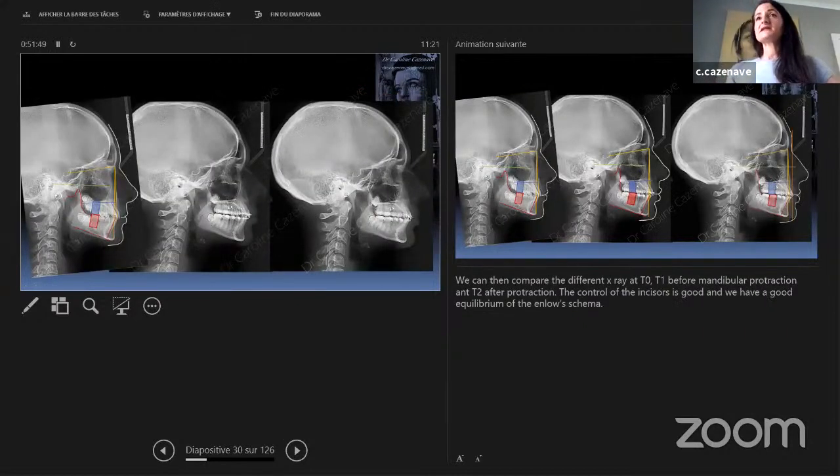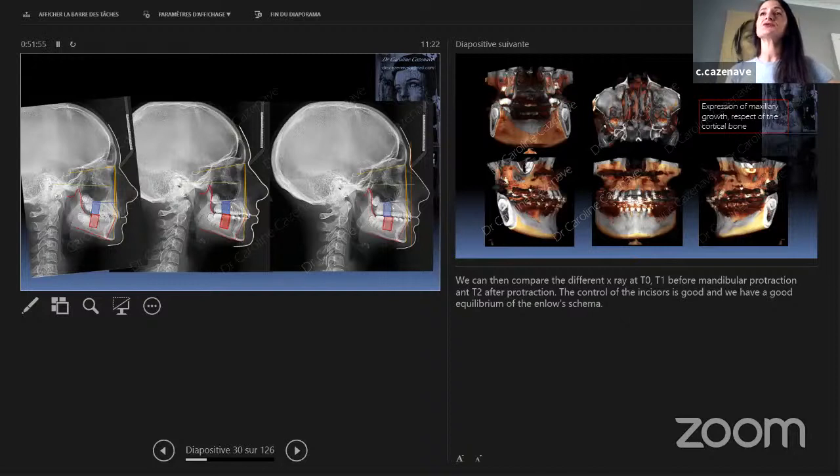We can then compare the different X-rays at T0, T1 before mandibular protection and T2 after protection. The control of the incisors is good. And we have also a good equilibrium of the inlay schema.